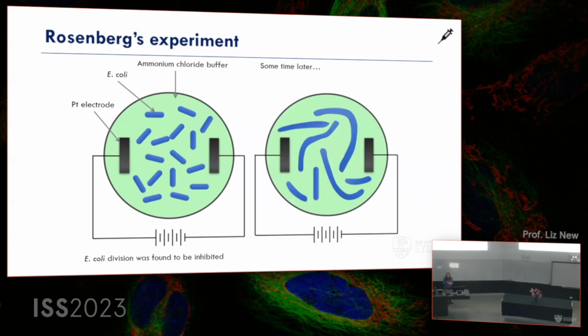What he found was that the E. coli had stopped functioning normally. They'd stopped being able to divide normally. They'd actually become really elongated and they were starting to die.